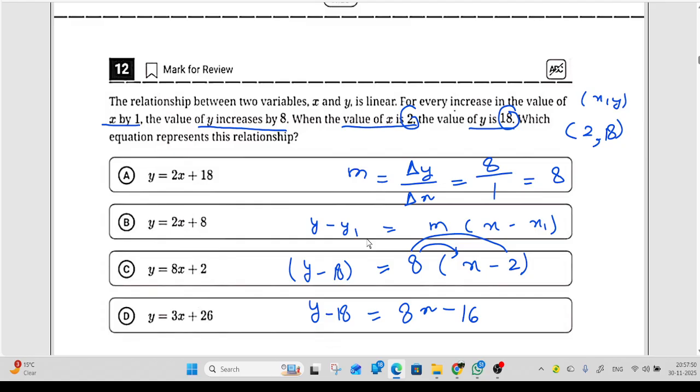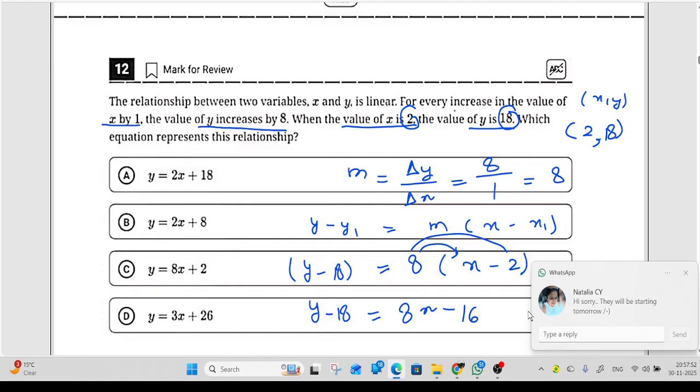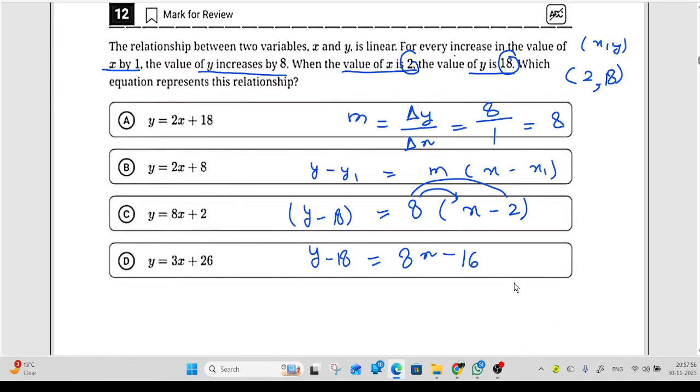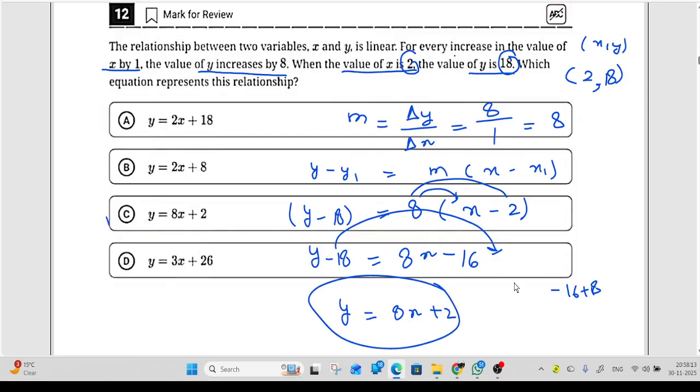Now we are going to write it in slope intercept form. So we move terms, y is equal to 8x, then we take this 18 to this side, this is going to be negative 16 plus 18, which is plus 2, right? So option C is correct.